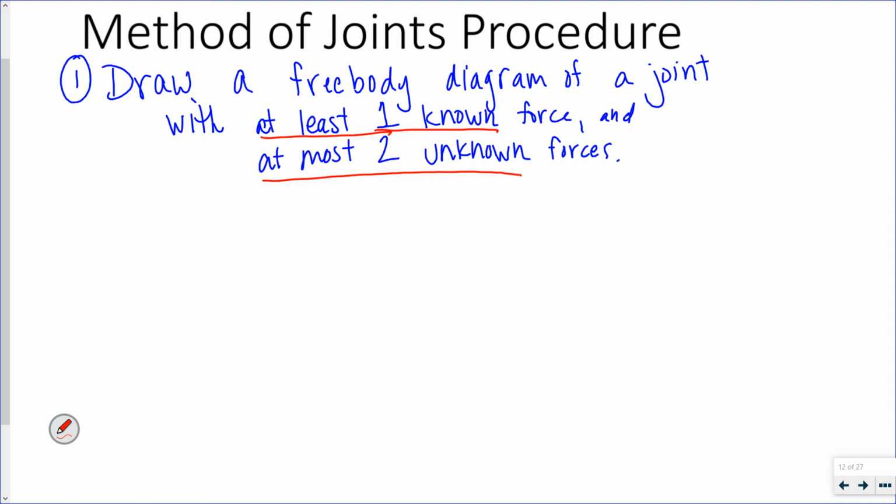Sum of the forces in the X and sum of the forces in the Y. If this was a space truss, a 3D truss, I could have a third unknown force because I'd have some of the forces in the Z. But we're sticking to 2D. And I need to have something known, because if I have nothing known, then I can't solve for anything, right? If I don't know anything, I can't use my knowledge to solve for the unknowns. So be strategic in choosing a joint to start with.